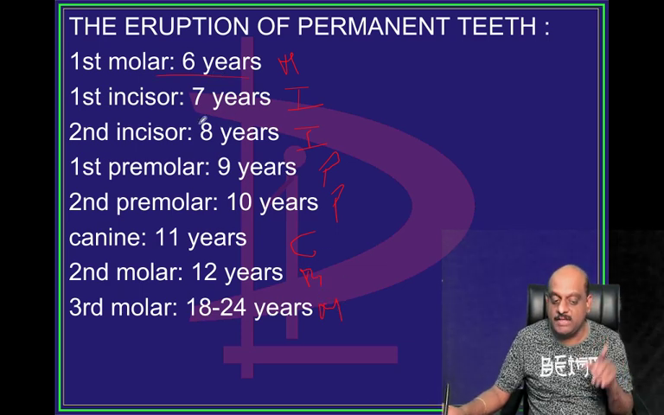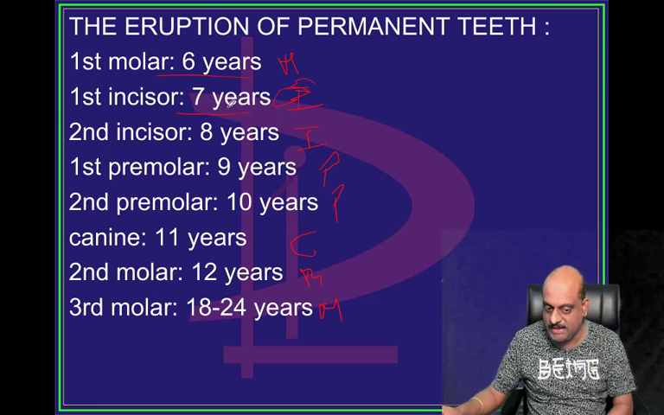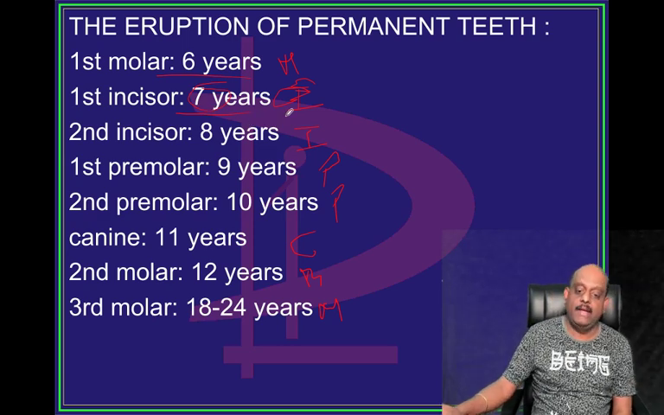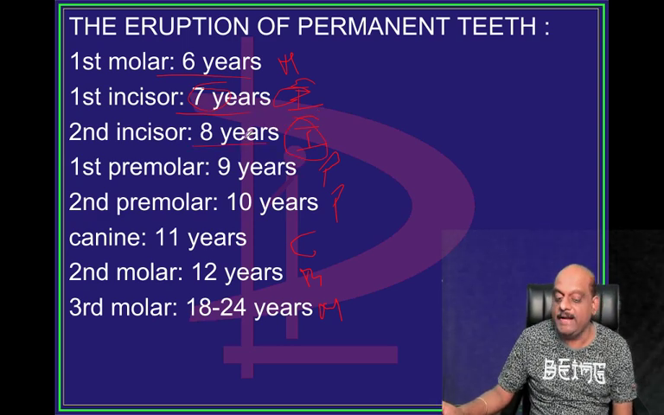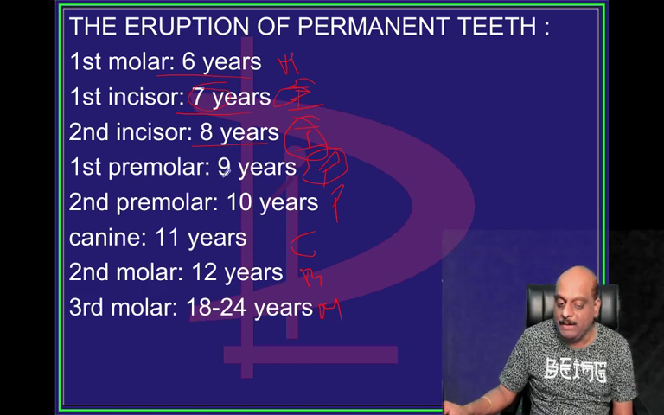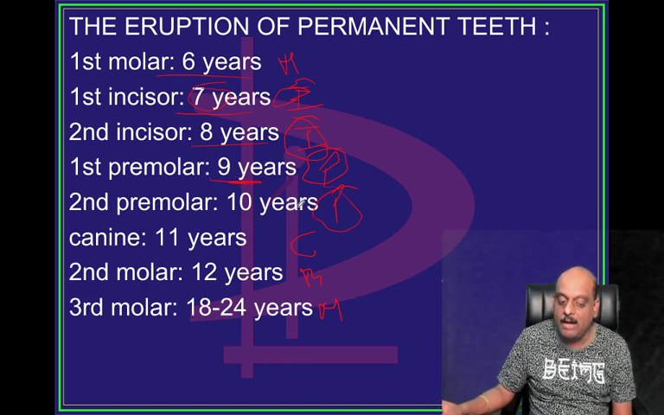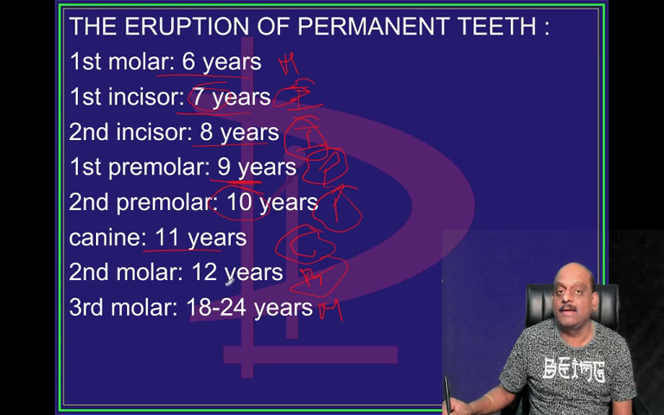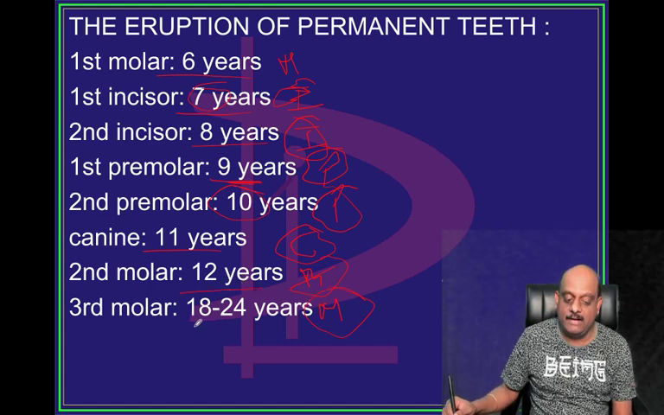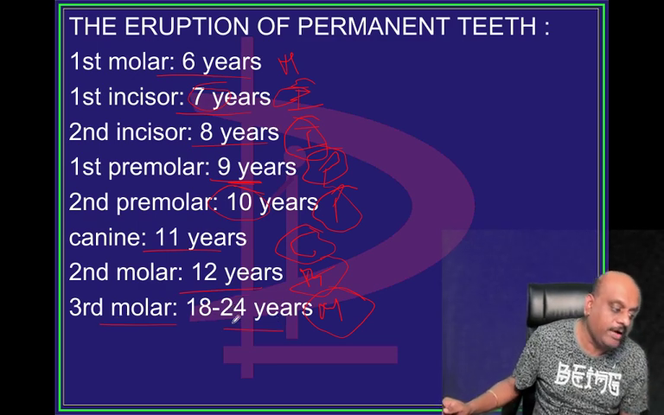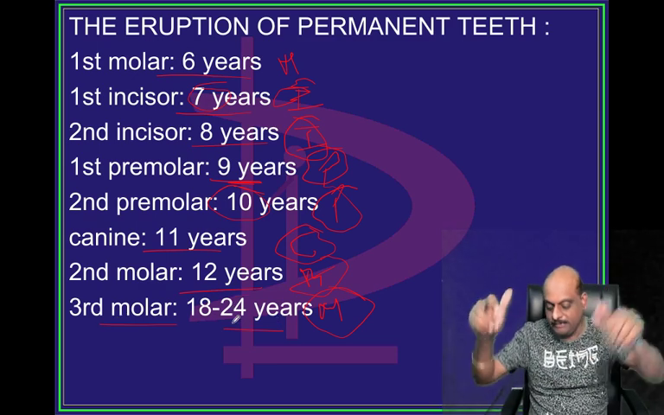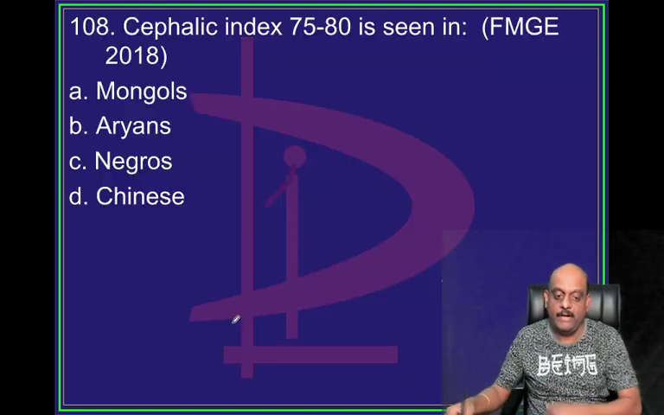First molar 6 years. Mama means first incisor, 7 years. "In" means second incisor, 8 years. "Pain", P means premolar, 9 years. Papa, second premolar, 10 years. Canine, 11 years. Make, 12 years, second molar. Medicine, third molar is 18 to 24. Correct? Very good, doctor.